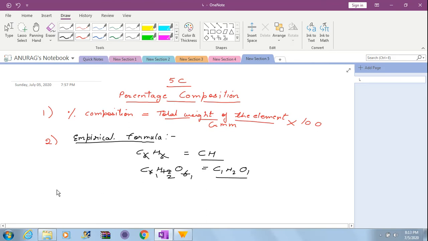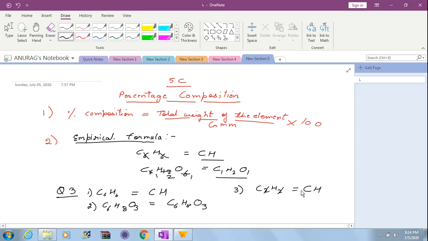come to question number 3. Just see question number 3. For C6H6, what will be your empirical formula? CH, right? This is your first one. For second, that is your C6H8O3. No common factor is there. So empirical formula will be as it is, C6H8O3. Third part, if I talk about C2H2, again it cancels, it will be CH.